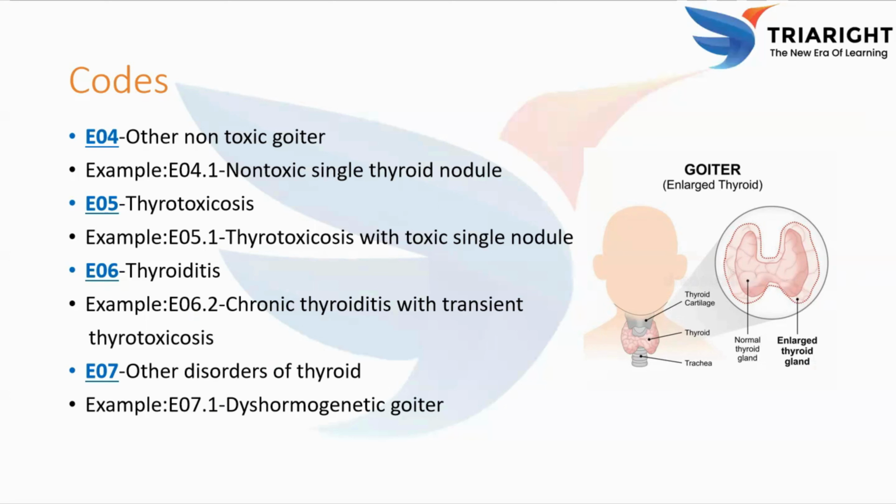Non-toxic means the thyroid is enlarged but hormone levels are normal. Toxic means it is enlarged and hormone levels are abnormal, but non-toxic means the thyroid is enlarged but hormone levels are normal, so there is no hyperthyroidism. It can occur due to growth of nodules or uneven enlargement of the gland. Here you can see the nodules.